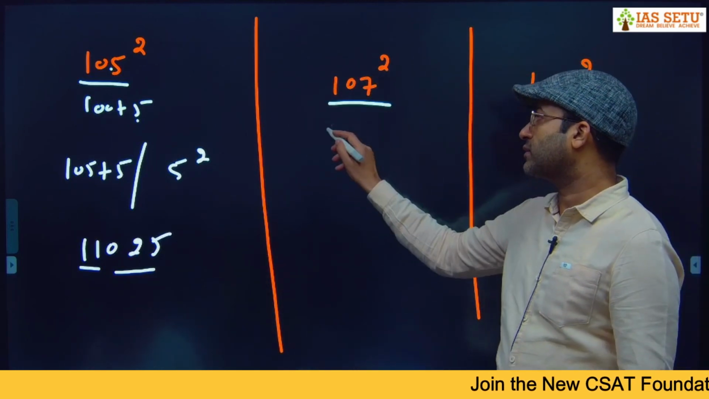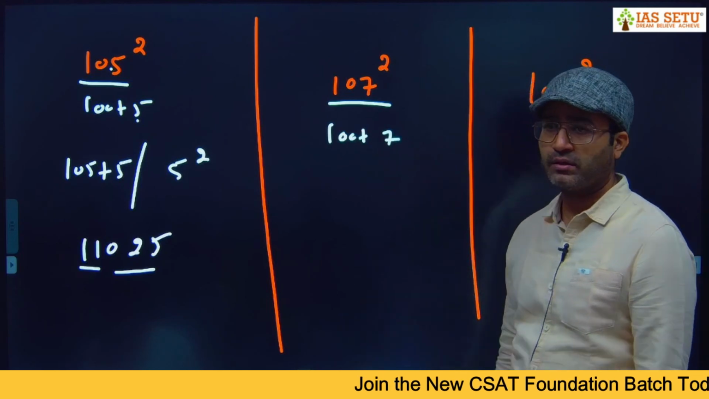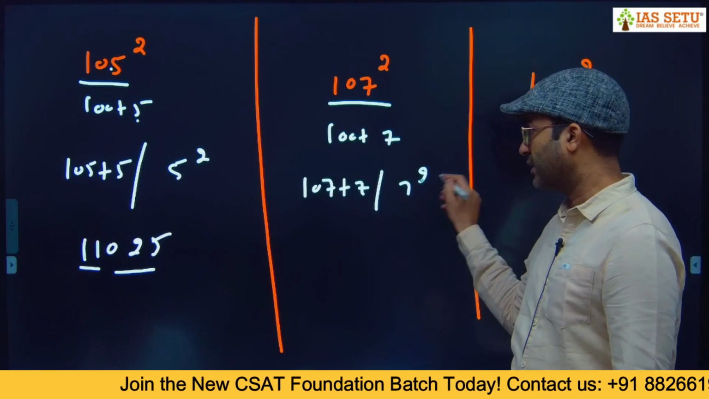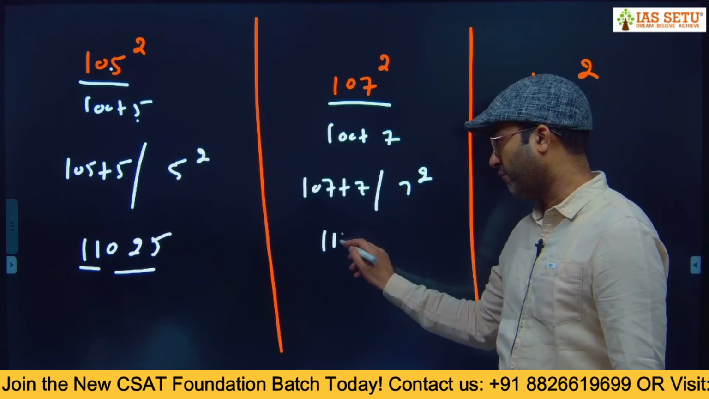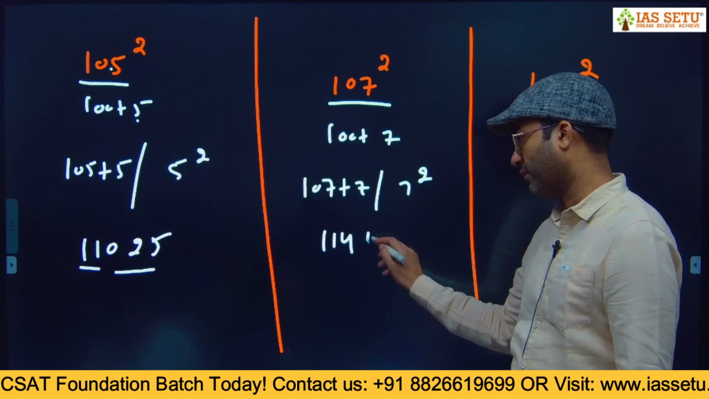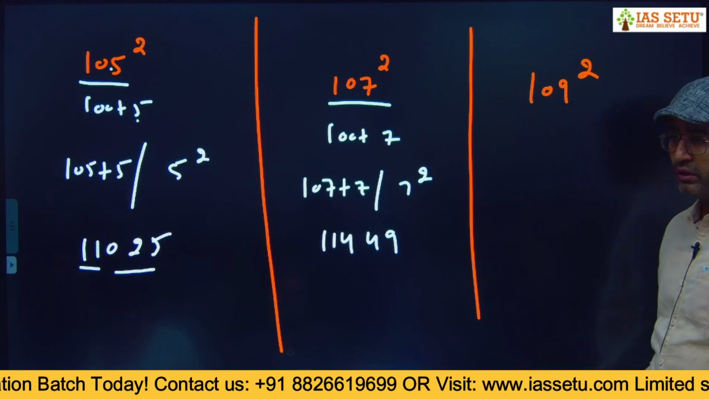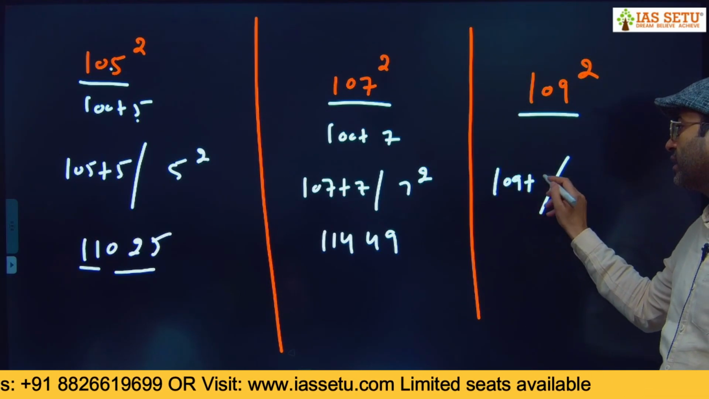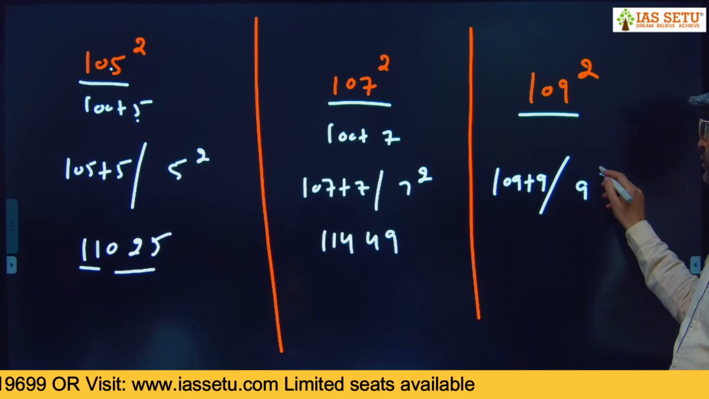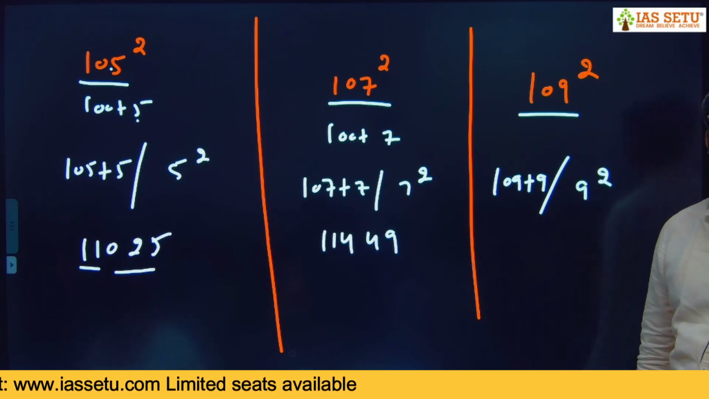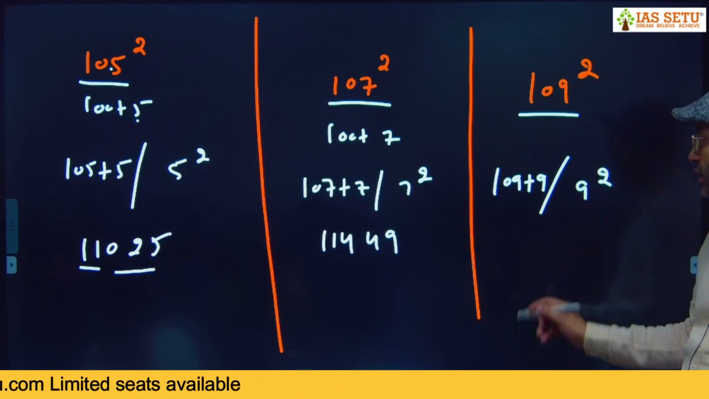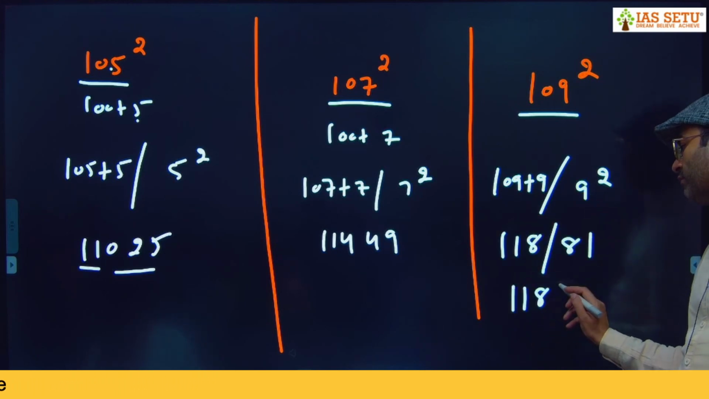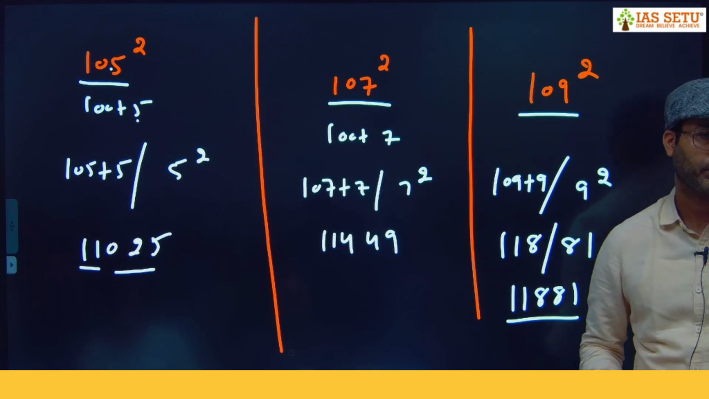Now here, in this case, this is 100 plus 7. So can we say left side value will be 107 plus 7, right side value will be 7 square, it is 114, what is 7 square? 49, 4. Like this is 109 plus 9. So left side value will be 109 plus 9, right side value will be 9 square because it is 9 extra as compared to our base value 100. So it is 118. What is 9 square? 81. So it is 11881. That is your answer.